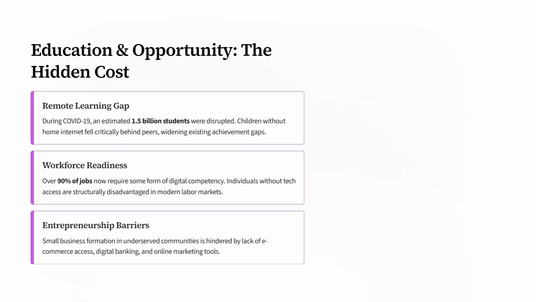This slide highlights how limited technology access creates disadvantages that extend far beyond the classroom. During COVID-19, roughly 1.5 billion students experienced disruption, and those without reliable home internet often fell further behind, deepening existing achievement gaps. The consequences continue into employment, where more than 90% of jobs require some level of digital competency. Without access, people face structural barriers to workforce readiness. And for aspiring entrepreneurs, gaps in e-commerce, digital banking, and online marketing can make starting and growing a small business significantly harder.